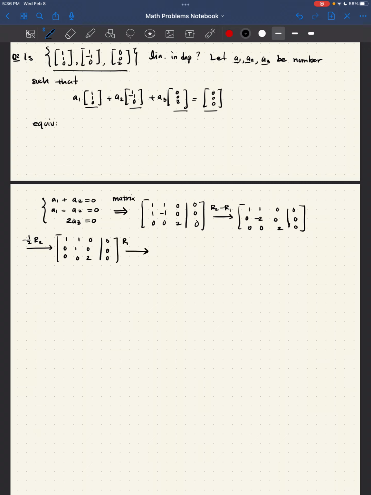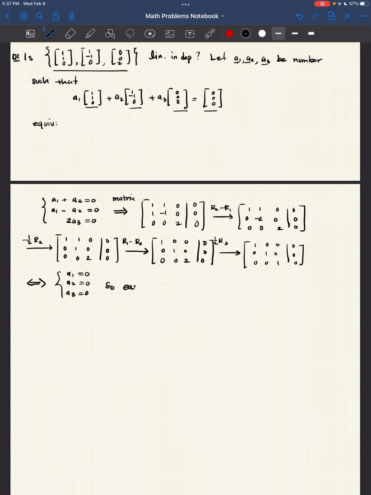Next, to row 1, we subtract row 2. And now we have 1, 0, 0, 0, 0, 1, 0, 0, 0, 0, 2, 0. Lastly, to row number 3, we multiply it by 1/2. And we get the following matrix: 1, 0, 0, 0, 0, 1, 0, 0, 0, 0, 1, 0. Now, we interpret this matrix as a system, and that system says A1 is 0, A2 is 0, and A3 is 0. So each of A1, A2, and A3 is 0. Thus, the collection is linearly independent.